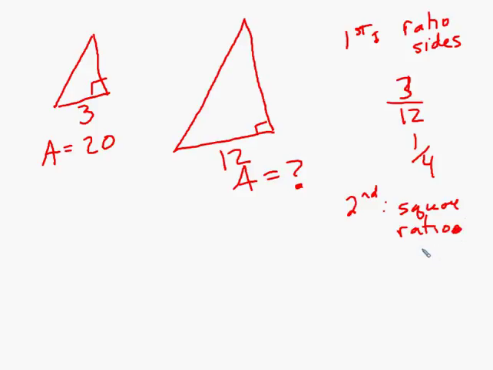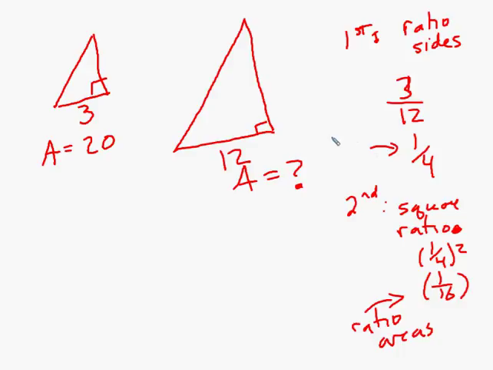Okay, so 1/4 squared is 1/16. This gives me the ratio of the what? The ratio of the areas. Oh, sorry. This is the ratio of the sides.